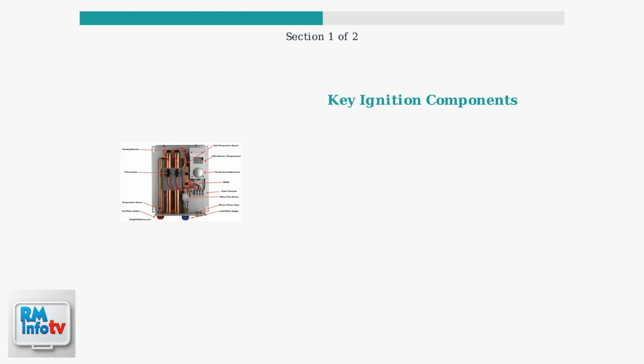Understanding the key components involved in ignition is crucial for diagnosing problems. Let's examine the four main components that work together to create and maintain the flame. The igniter creates the electrical spark needed to light the gas. This component generates a high voltage spark that ignites the gas-air mixture in the combustion chamber.